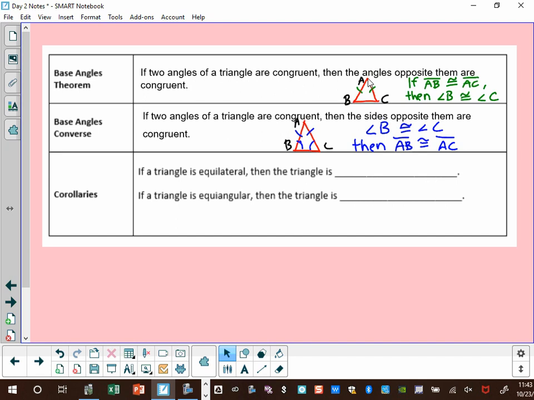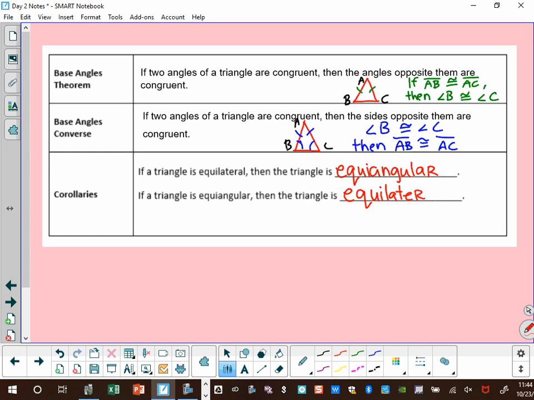Something else to think about. If a triangle is equilateral, the triangle is equiangular. What that means is if we have a triangle, they already told us that all the sides are the same, then I know that all the angles are the same. And the flip side of that, if the triangle is equiangular, so all the angles are equal, then the triangle is also equilateral. So sometimes you'll see that we'll write both of those words down together because it is both of them.